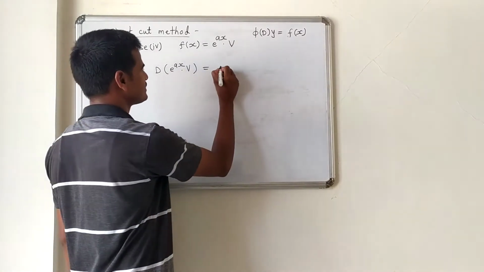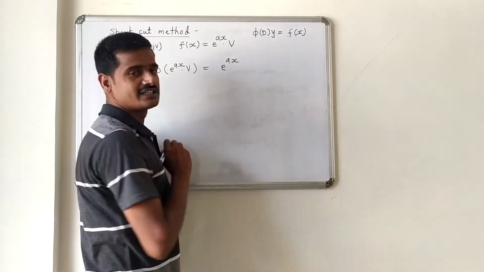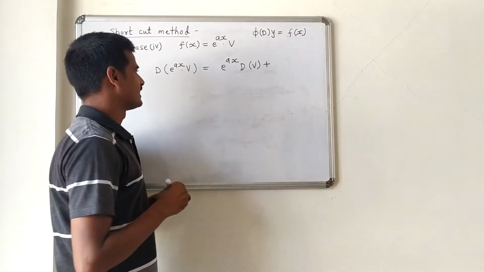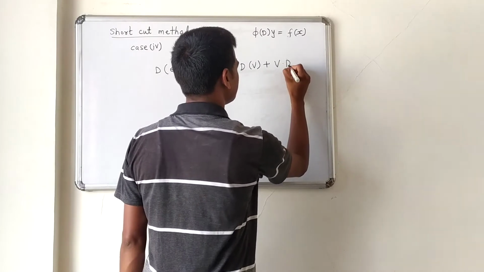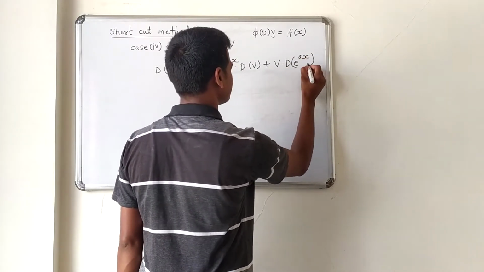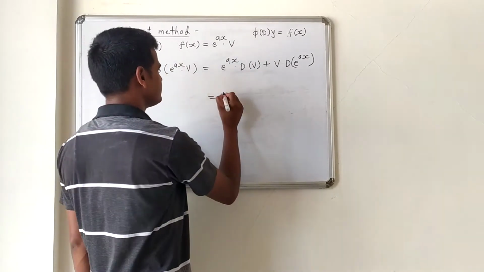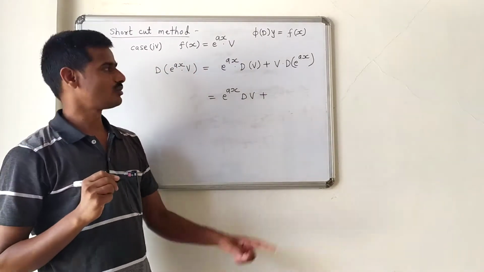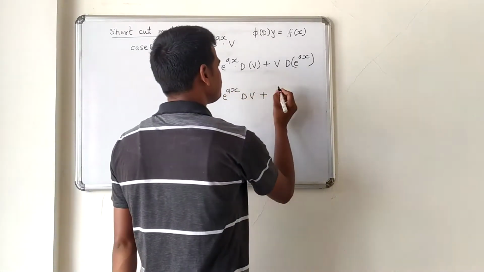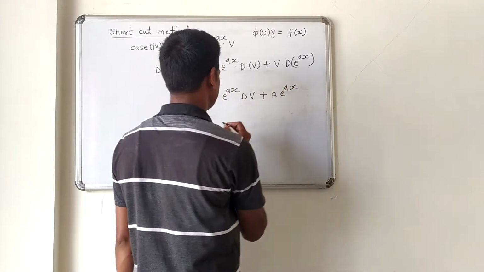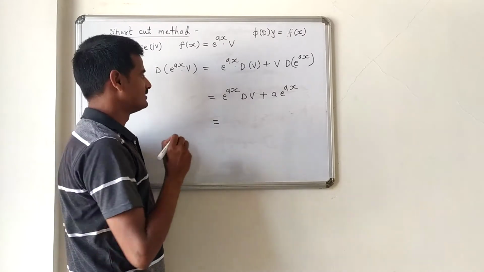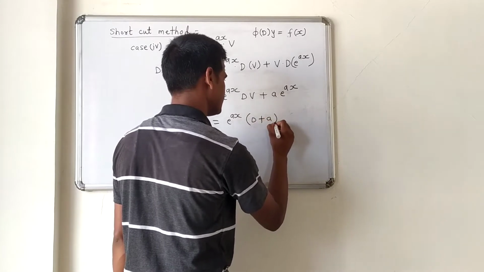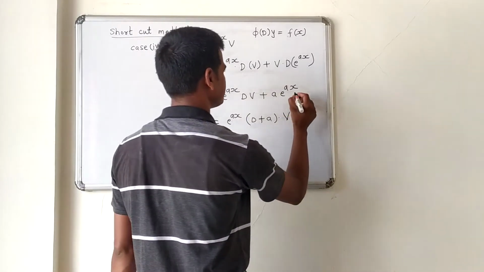So I write here the first function as it is into the differentiation of the second, that is the derivative of v, plus the second function as it is, that is v as it is, into the differentiation of e to the power ax. This can be written as e to the power ax into Dv, plus a e to the power ax into v. So I write this expression as e to the power ax into (D plus a) into v.